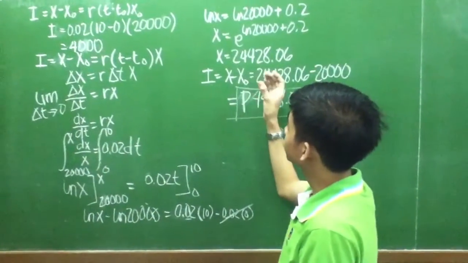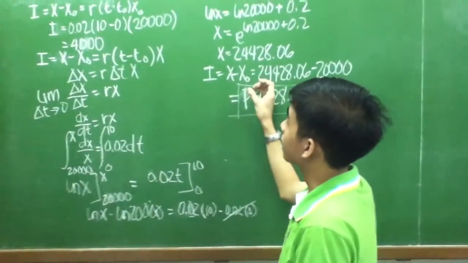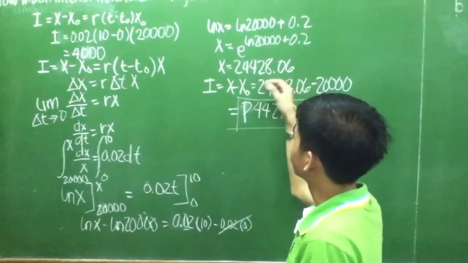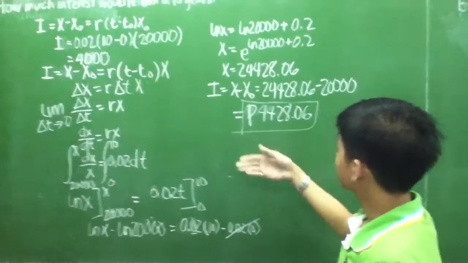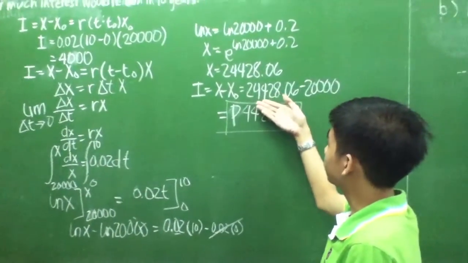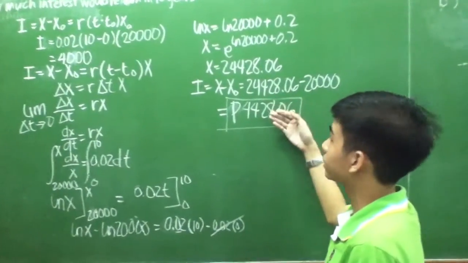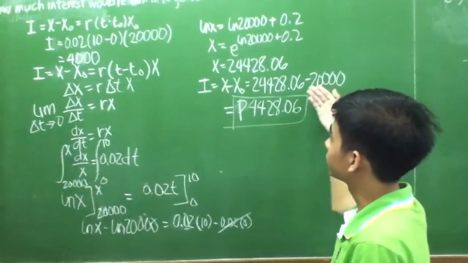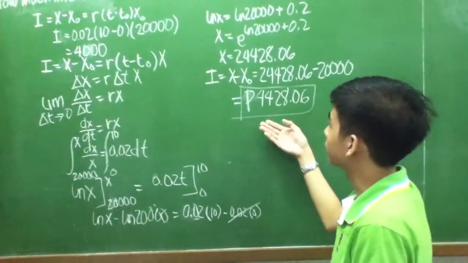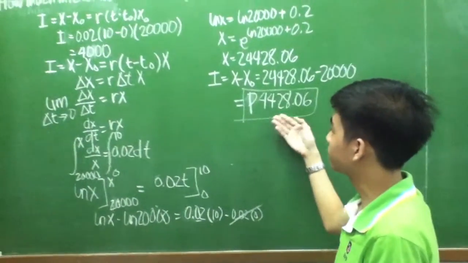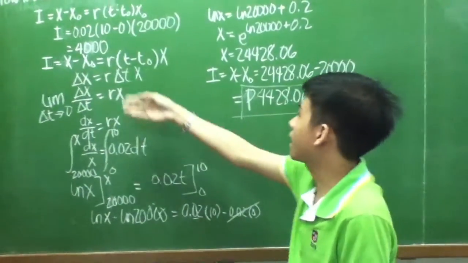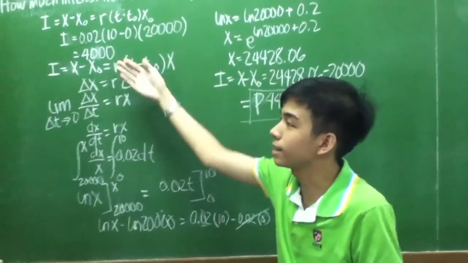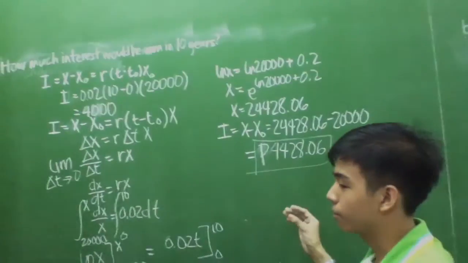But what we're looking for is the interest. That's why we should subtract the original amount he deposited in order to get how much is the interest. So the amount is 24,428.06. Subtract the original amount, 20,000. We will get the interest, which is 4,428.06. If you will notice, it's just a bit higher than if the compounding is done annually, because the compounding is done more frequently.